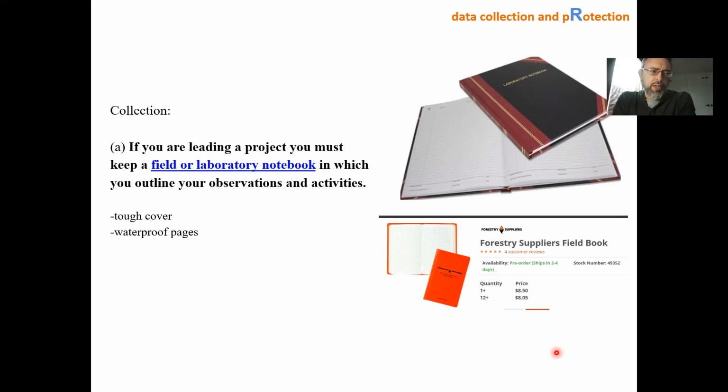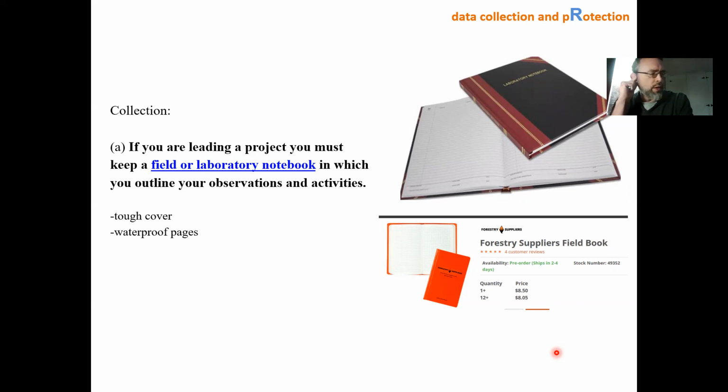If you're leading a project, you must keep a laboratory notebook or a field notebook in which you outline your observations and activities. I would suggest something that has a tough cover and waterproof pages. Now, some people are really quick at texting, and you might just put notes in your phone. But then if your phone goes in the toilet, then what happens? Which happens to people sometimes. So I think you should ponder this very carefully.